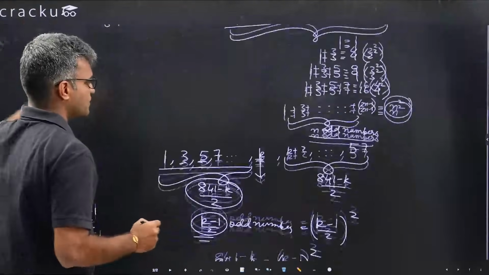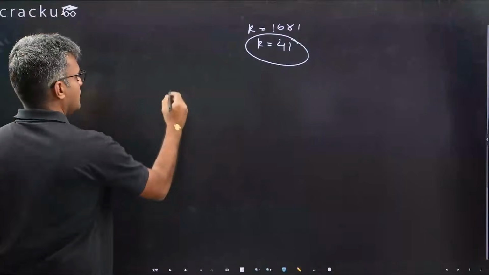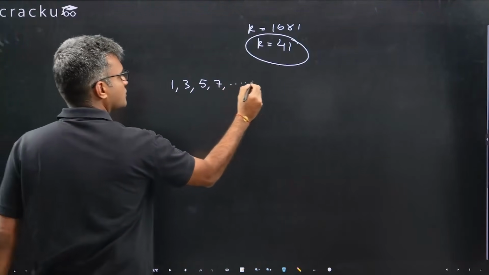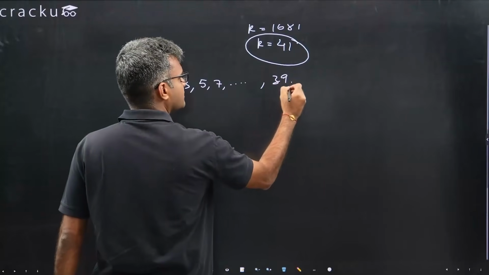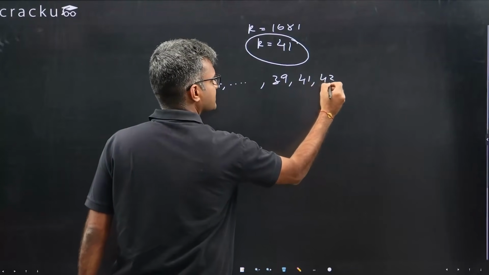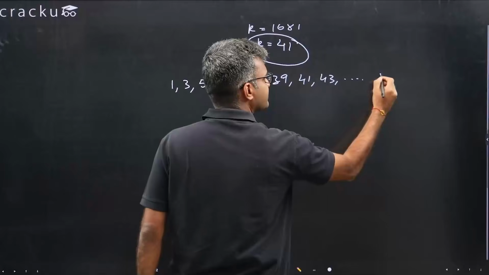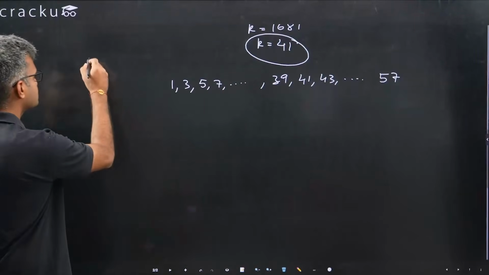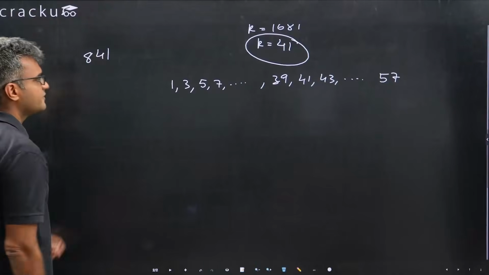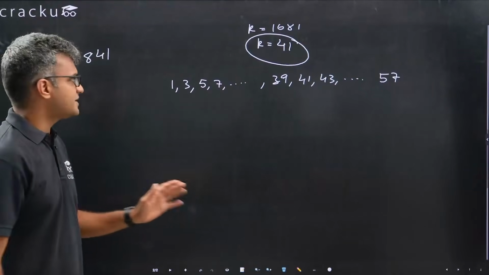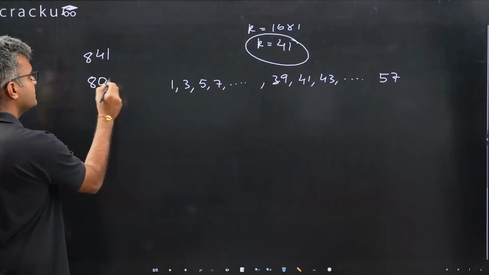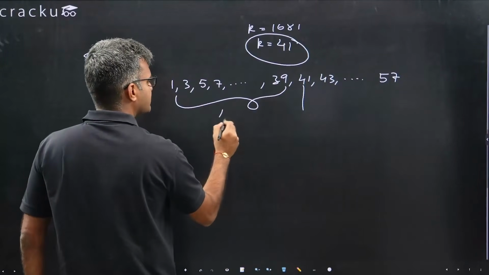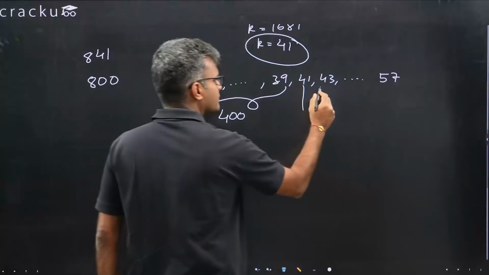What we are essentially saying over here is, if you are writing all the odd numbers 1, 3, 5, 7, and so on, 39, 41, 43, and so on, up to 57, the sum of all of them is 841. From that, if you are removing 41, the sum is equal to 800. This 800 is divided such that it is 400 over here and 400 over here.